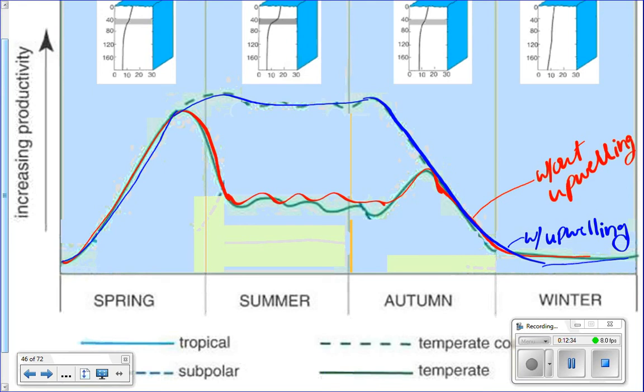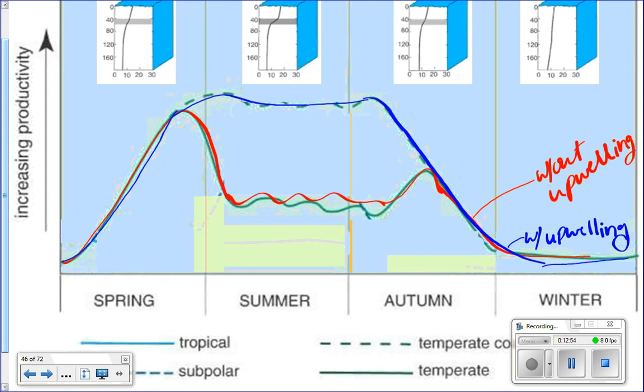Still, the phytoplankton population remains higher than it is in the winter, but it's less than the big bloom in the spring. And then once that thermocline breaks down and you get more nutrients available in the fall, you get a little bit of a bloom in the fall, and then it drops off for the winter. That's what happens in the temperate regions without upwelling.